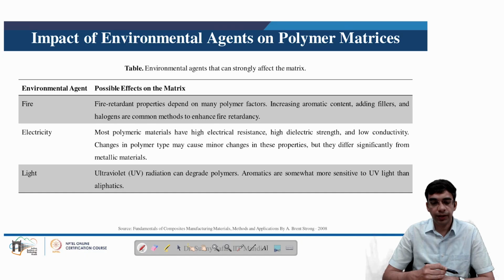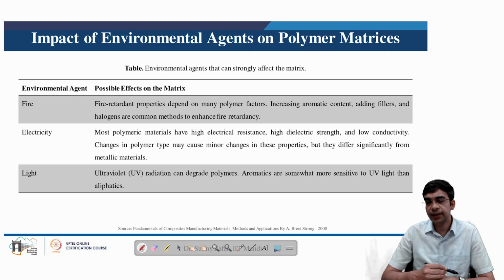Fire is another important environmental agent. Fire retardant properties are also dependent on several factors of the polymer. Often increasing aromatic content or adding fire retardant fillers such as halogenated compounds are common methods to enhance fire retardancy. Electrical properties: most polymers, as we know, have high electrical resistance and dielectric strength and low conductivity. Changes in polymer type may cause minor changes in these properties, but they may differ significantly from metallic materials.